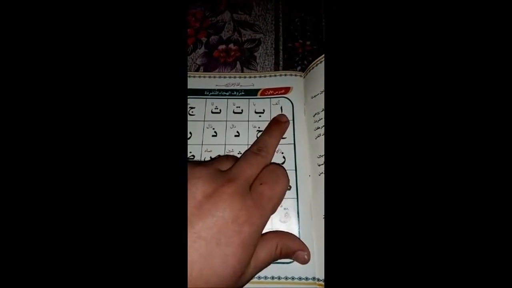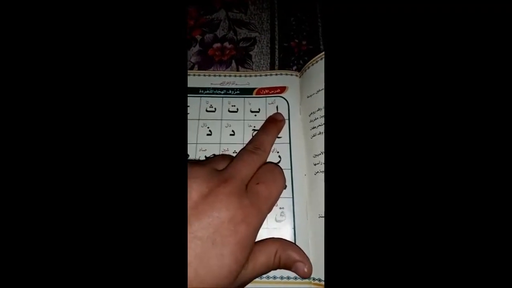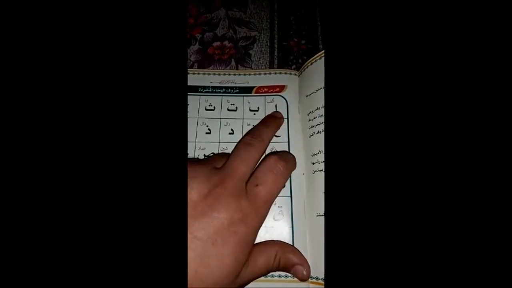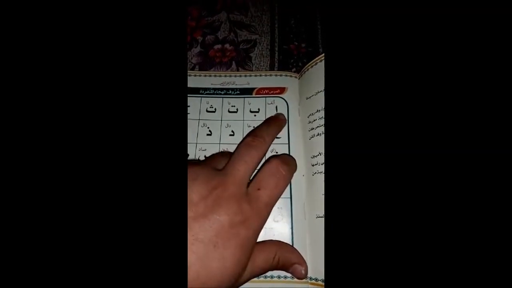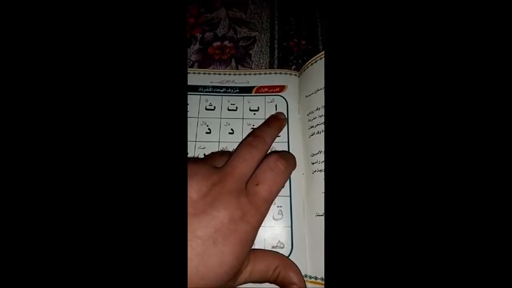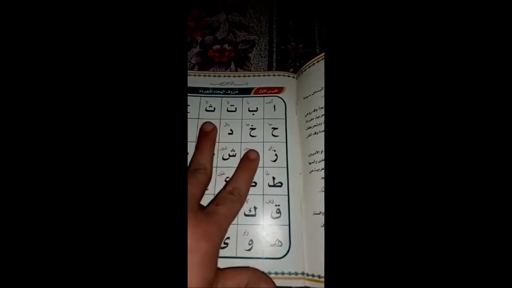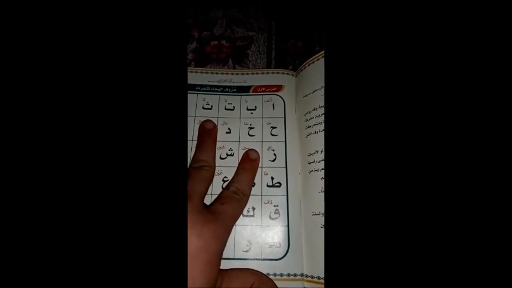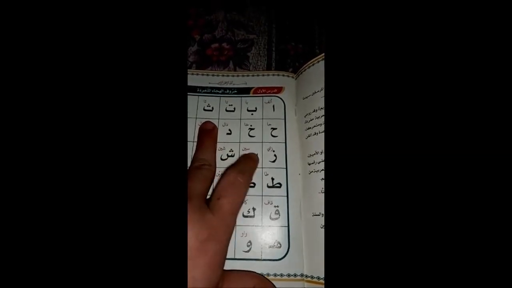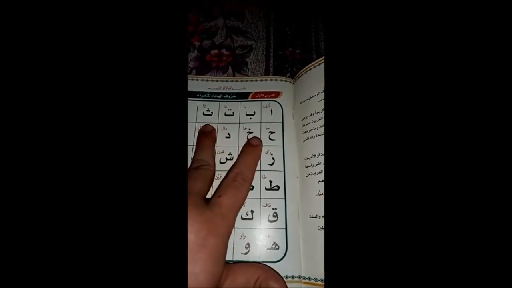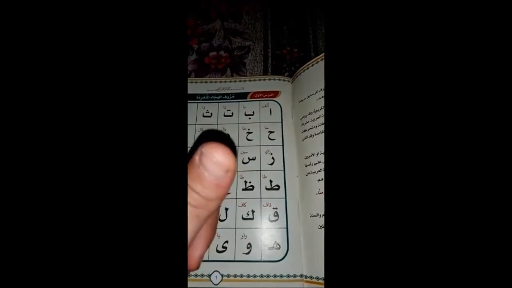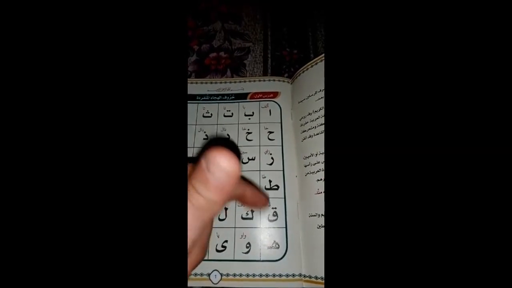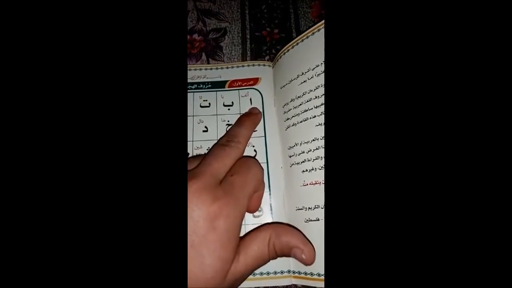This is Alif. It's like a stick. This letter has two sounds, okay? Two sounds. The sound of A and the sound of A, like the sound of A in English, when we say man and R. This letter has two sounds.